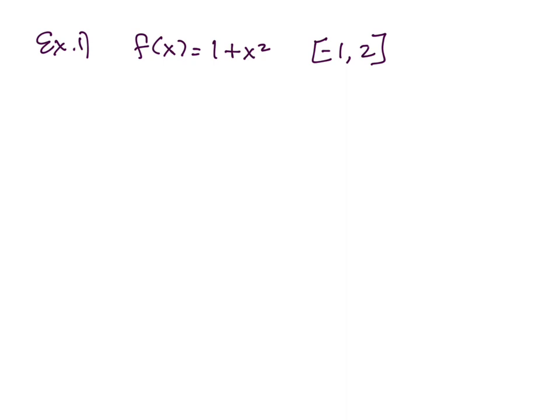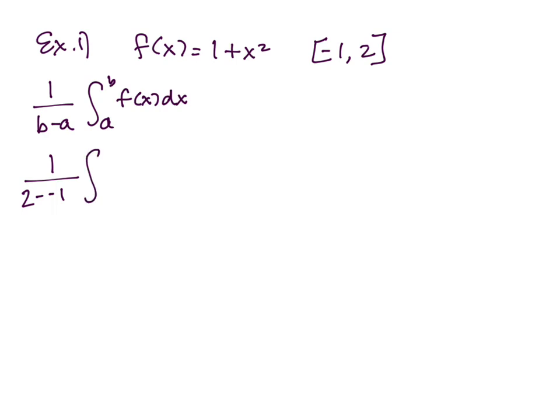And so really we just plug and chug. We go straight into our formula here. Average value of the function is found by doing 1 over b minus a times the integral from a to b of f of x dx. So the average value of this function is going to be 1 over 2 minus -1 times the integral from -1 to 2 of 1 plus x squared dx.